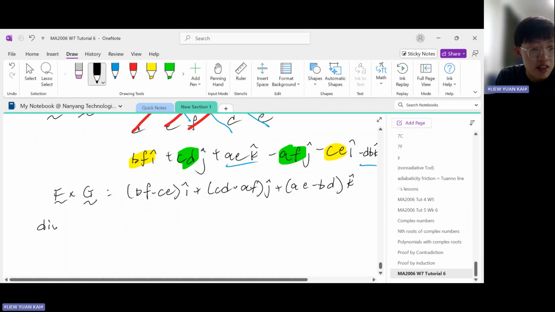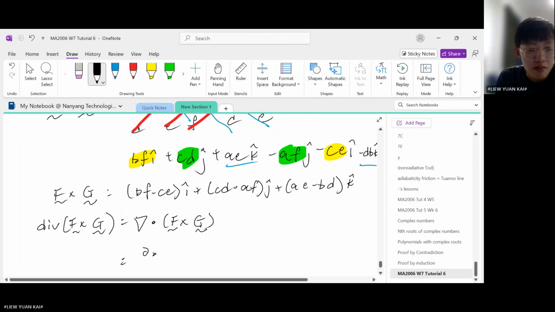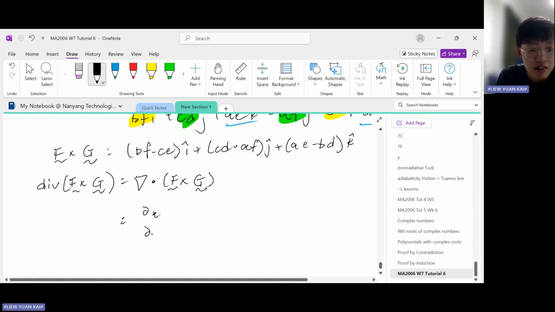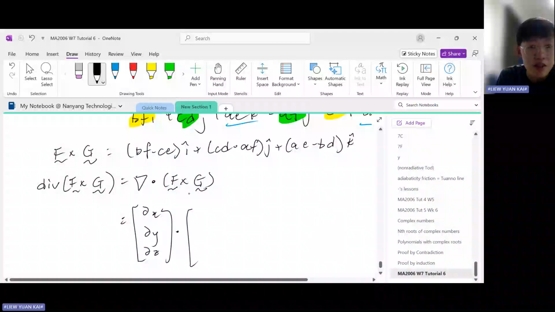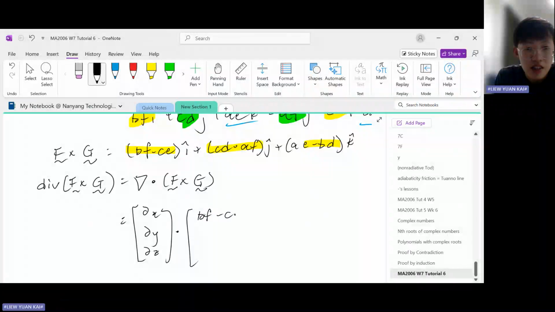What we really want is the divergence of this result. So remember, divergence means we need to find nabla dot f cross g. Okay, so let us replace nabla and f cross g. So nabla is partial derivatives in each entry of a column vector. Then dot product with the result that we got. So just copy the result that we got here. I'm going to write it in column vector format instead of ijk: bf minus ce, cd minus af, ae minus bd, and then close bracket.